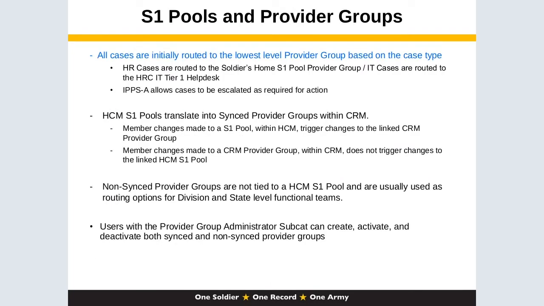S1 pools and provider groups. All cases are initially routed to the lowest level provider group based on the case type. The case types are your HR cases and your IT cases. Your HR cases will be routed to your lowest level, which would be your S1 provider group, or essentially your battalion S1s, while IT cases are routed to their lowest level provider group, which would be the HRC IT Tier 1 Help Desk.